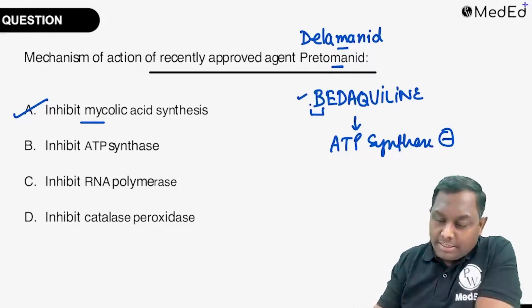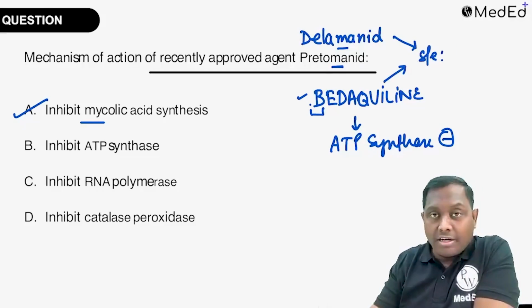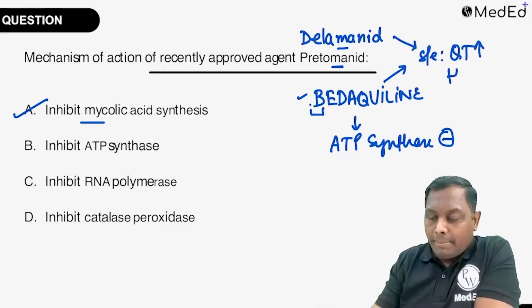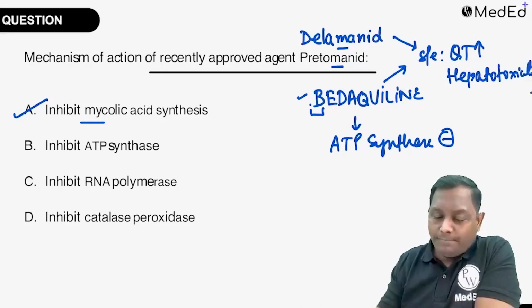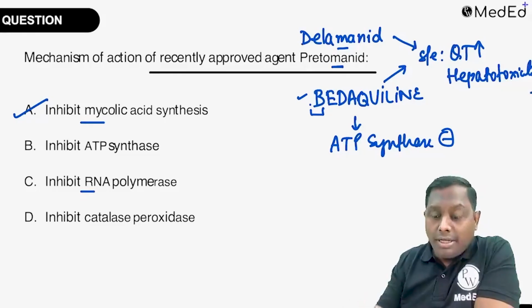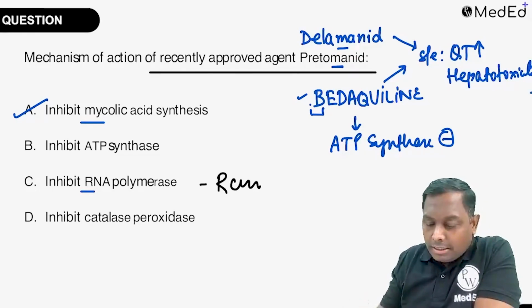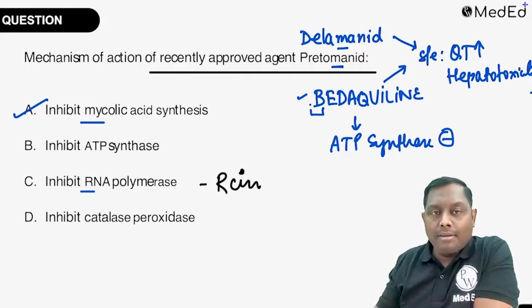Both of these agents, whether delamanid or bedaquiline, are associated with some common side effects like QT prolongation, hepatotoxicity, and electrolyte imbalances. Inhibit RNA polymerase. This RNA is dependent on the DNA, so we call it DNA dependent RNA polymerase, and this will be done by none other than your rifampicin.